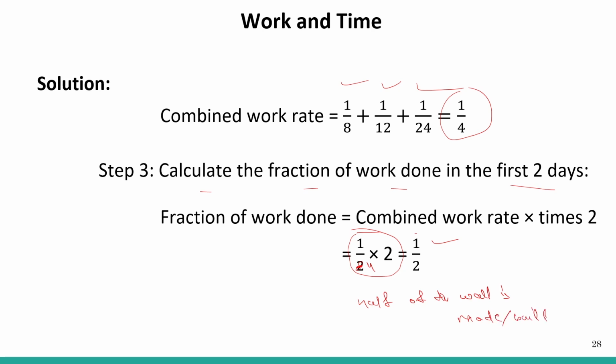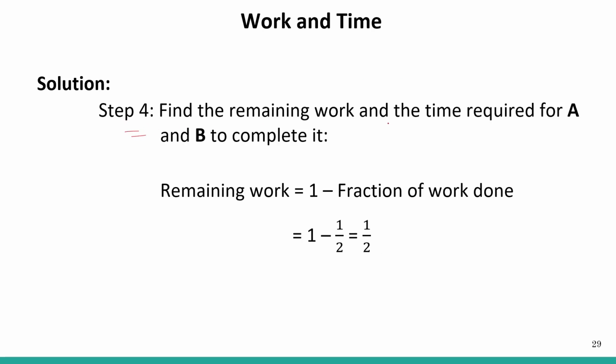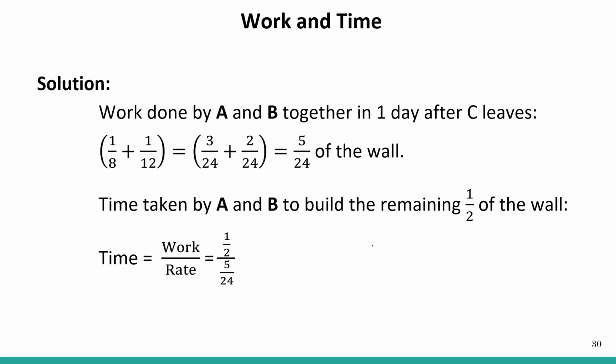or built. So step 4 is find the remaining work and the time required for A and B to complete it. So remaining work is equal to 1 minus fraction of work done, is equal to 1 minus 1 by 2, is equal to 1 by 2. Okay. So work done by A and B together in 1 day after C leaves: 1 by 8 plus 1 by 12 is equal to 3 by 24 plus 2 by 24. Right. So this is nothing but 5 by 24 of that wall.